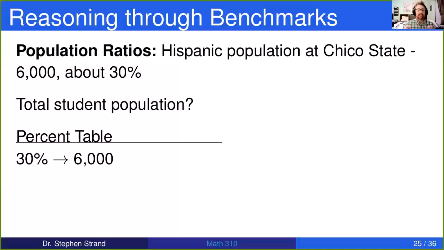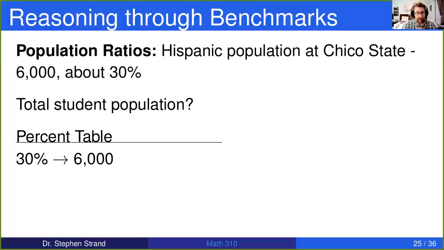So this time, though, what we'll start with is what we know, which is that 30% corresponds to 6,000. So again, we want to think of a useful benchmark that we could calculate without too much difficulty. And so I invite you to pause the video here and actually think about this. What would be a useful benchmark out of 30% that we could use to figure out what 100% is?